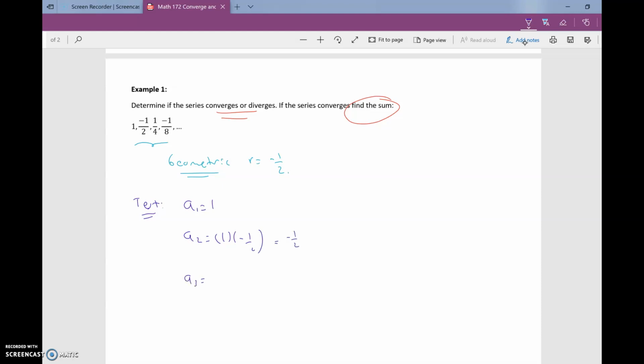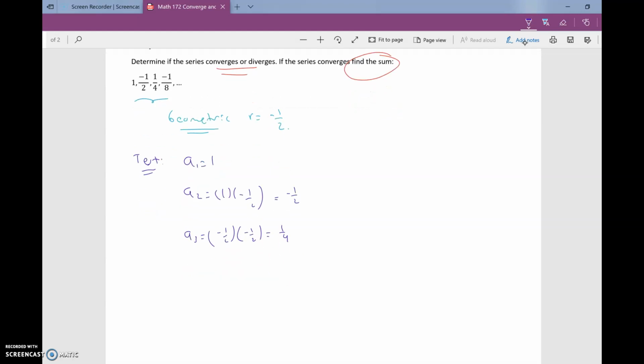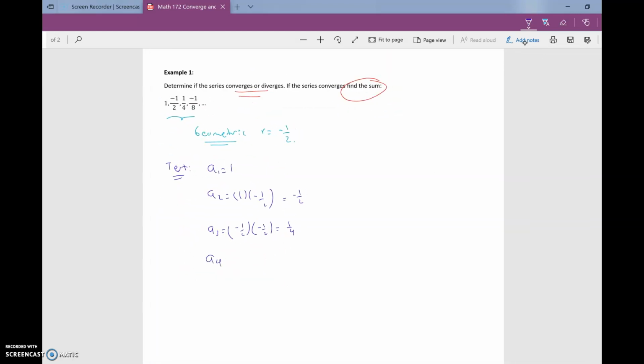Your a sub 3 is equal to negative a half times R, in this case negative a half, or positive 1/4. A sub 4 is equal to 1/4 times R, or 1/4 times negative 1/2, which is negative an eighth. And remember that a geometric sequence is obtained by multiplying R to each one of the terms, starting with the base value. The base value is going to be 1.